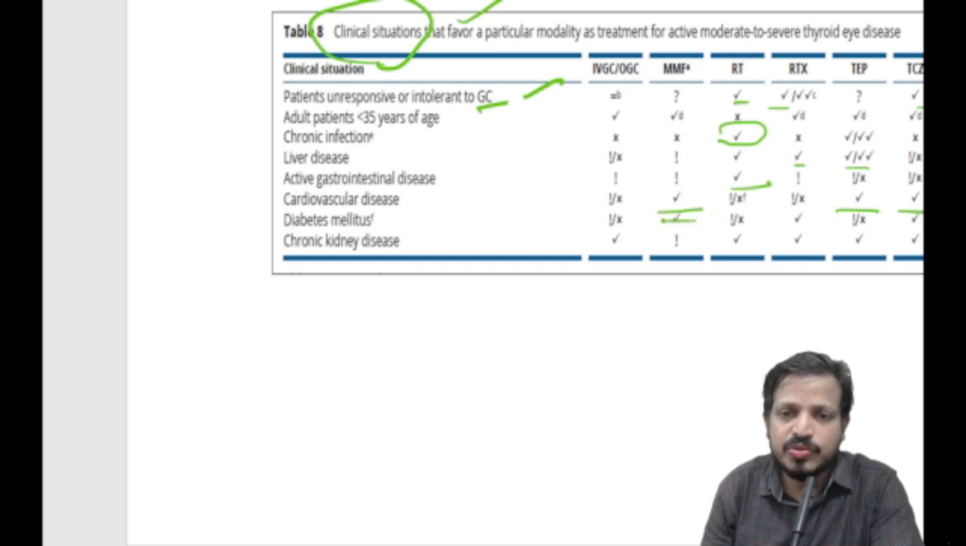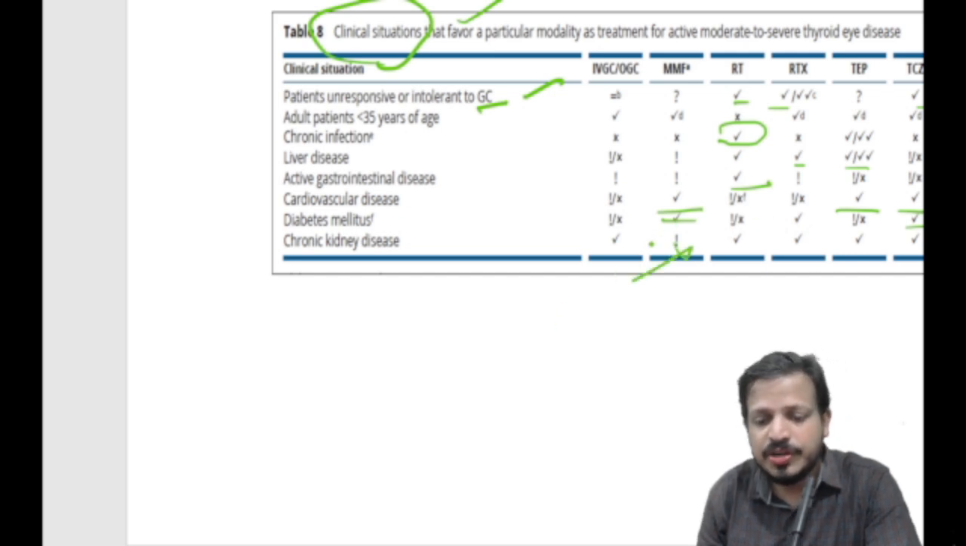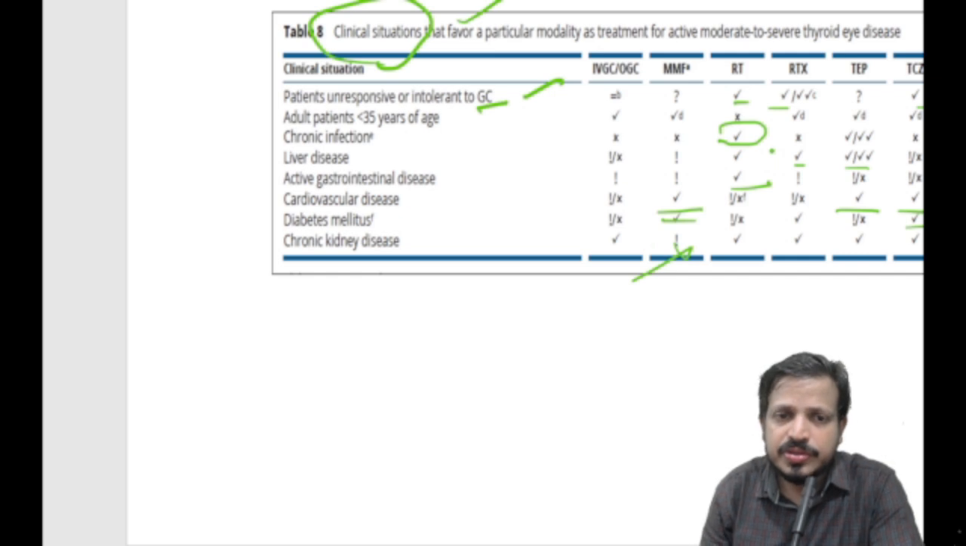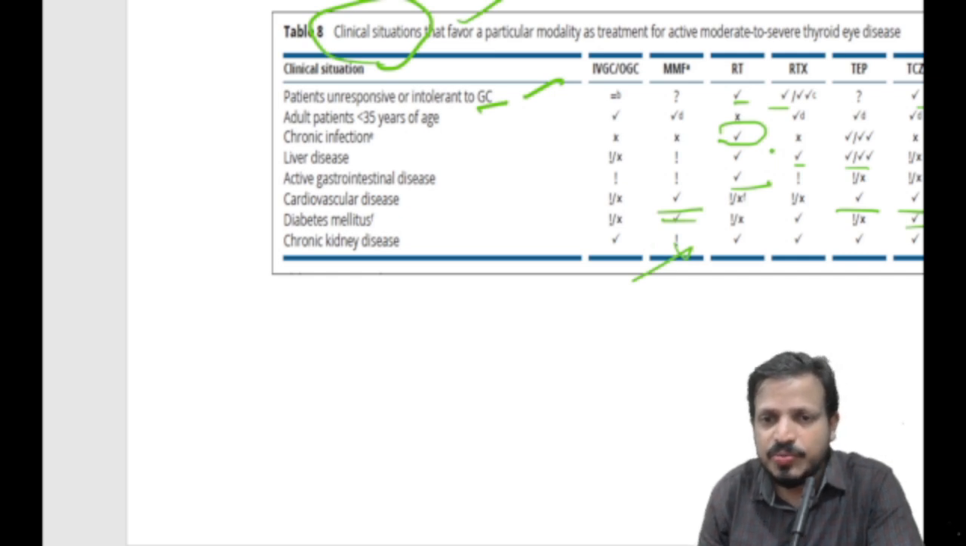If diabetes mellitus, we can go for mycophenolate mofetil, rituximab, or tocilizumab. In CKD, we have to avoid MMF and go for other modalities of treatment. Radiotherapy we can give only in patients unresponsive to glucocorticoid, and we will avoid it in patients less than 35 years. In those less than 35, we can go for all the options except radiotherapy.